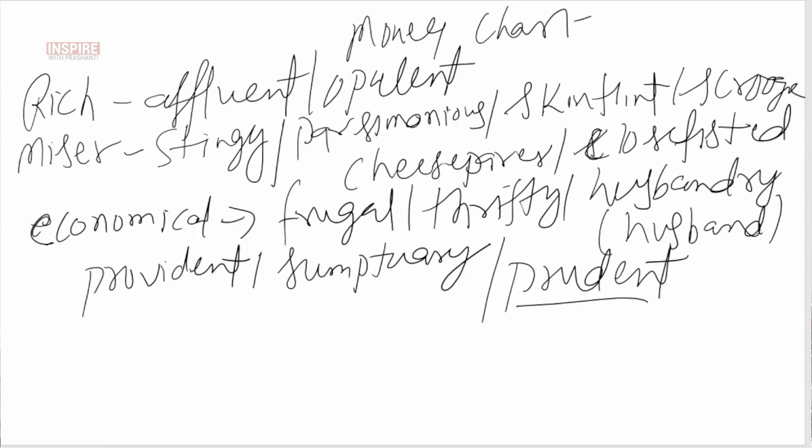We are continuing our money chart. What we have done so far: we have done the whole funda of being rich, we have done words for people who are misers, and we have done words for the people who are economical. Now you must have got this, that automatically the next part of the money chart would be about those people who are wasteful of money. Until now, those who saved money and never spent it were misers. Now there are people who are wasteful of money.